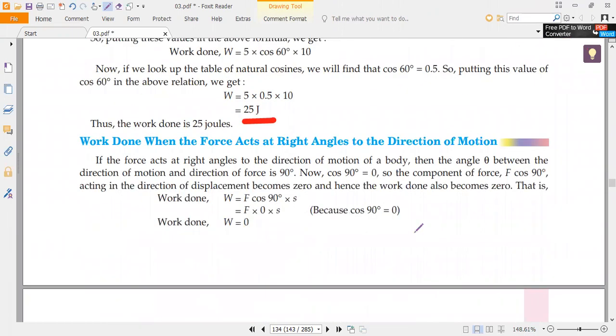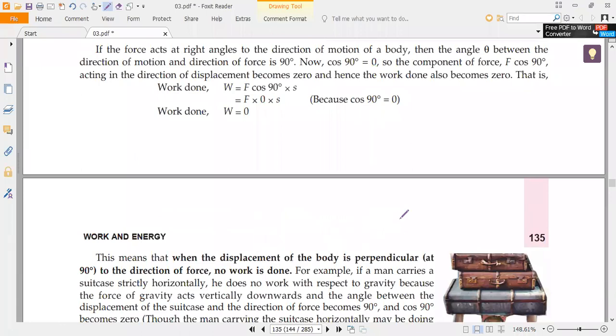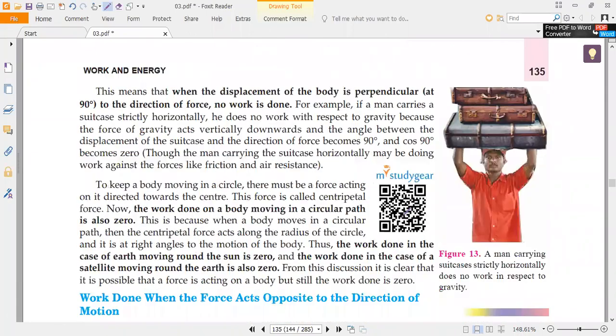Now, for example, cos 90, if the force is applied perpendicularly. A person is carrying a load on his head. Now, how is the force exerting? Exactly on his head. What is the angle here? 90 degrees. Then what is the work done by him? If I am carrying a load on my head, what is the work done by me? Zero, sir. Zero.